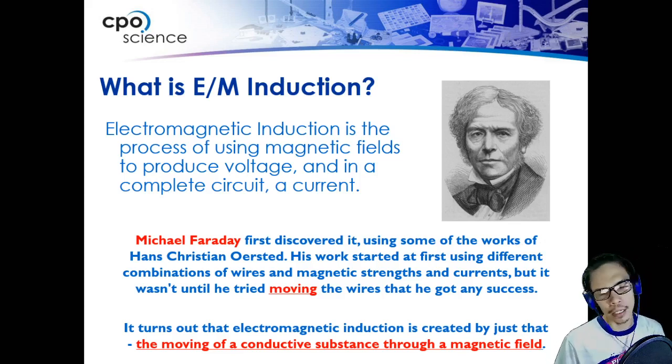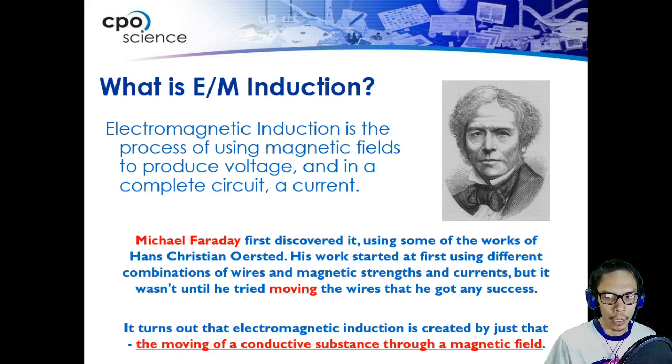So what do we mean by electromagnetic induction? This is a process by which we use a magnetic field to produce voltage in a complete circuit. Take note, you must have a complete circuit in order to produce a current. Without a closed loop of wire conductor, you cannot produce a current. That is what electromagnetic induction is all about. What is very important here is the magnetic field. Without this magnetic field, you cannot produce a current in a complete circuit.